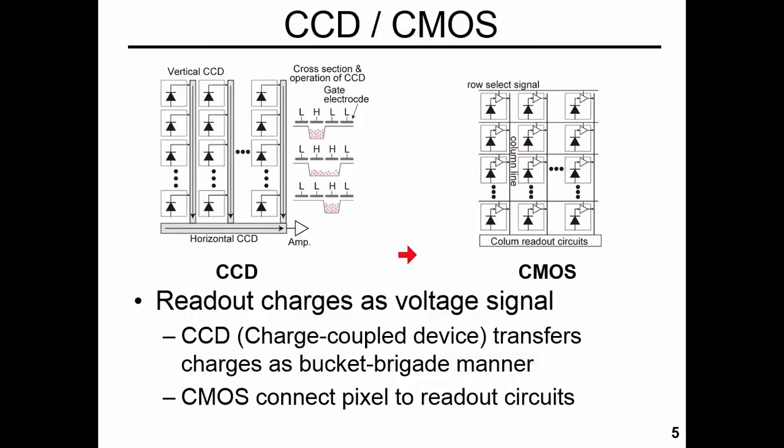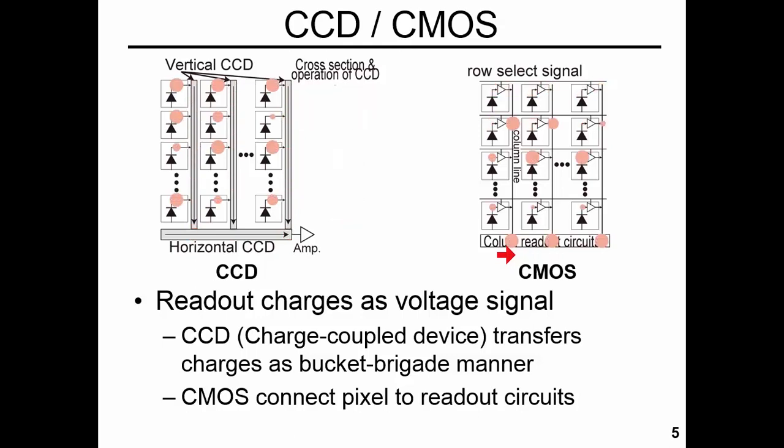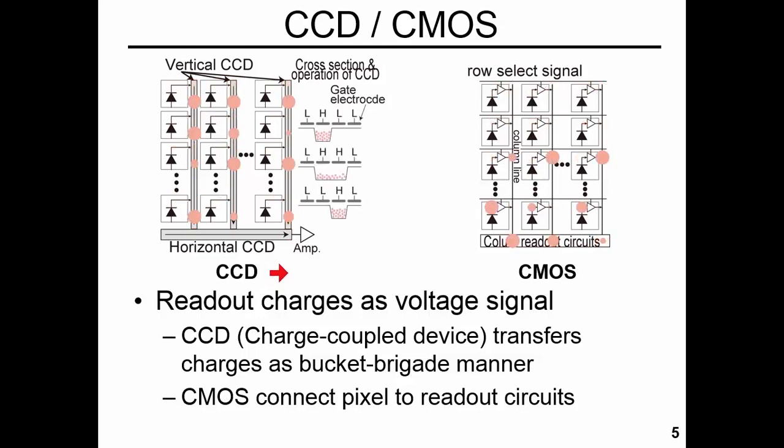The difference between CCD and CMOS image sensors is shown here. Basically, in CCD image sensors, stored charges are read out through charge coupled devices in a bucket brigade manner. On the other hand, in CMOS image sensors, stored charges are read out row by row through column lines in parallel. So you can realize that CMOS image sensors have a much higher bandwidth. Hence, for CCD, when the number of pixels becomes larger, the frame rate will be degraded. But for CMOS image sensors, the frame rate will not degrade so much, even with a larger number of pixels. That is one of the advantages of CMOS image sensors.